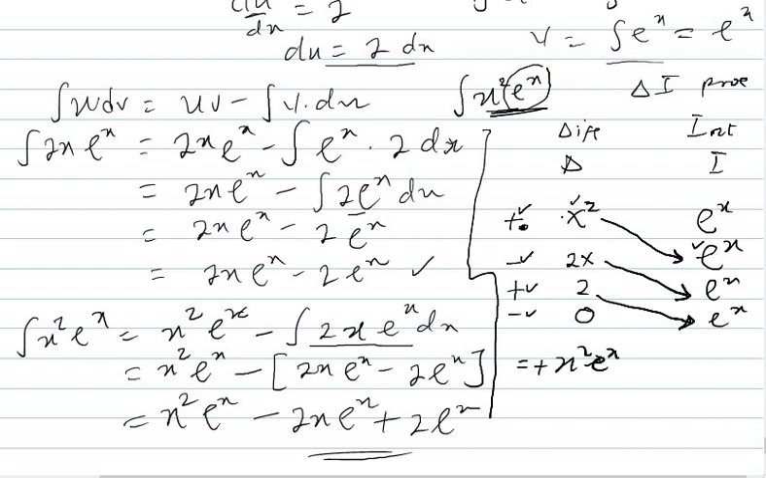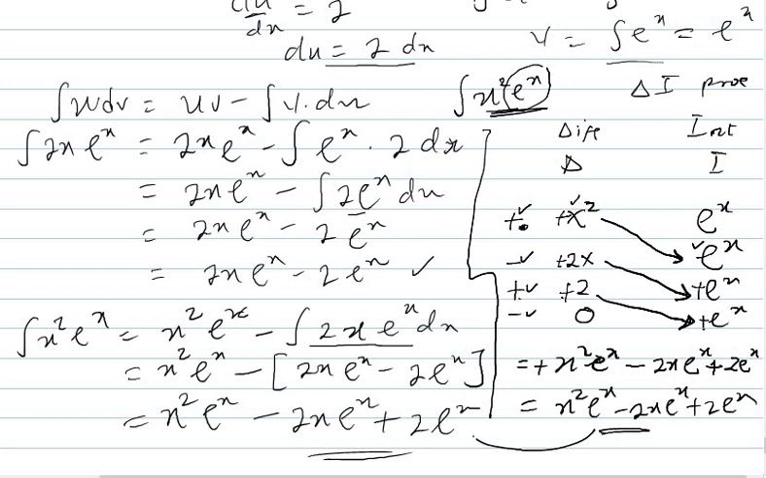For the next one, we have minus times plus, which is minus, so we have minus 2x e to the x. Then for this one, we have plus times plus times plus, which is plus, then 2 times e to the x, we have 2 e to the x. Here we have 0, so we can stop. So the final answer will be x square e to the x minus 2x e to the x plus 2 e to the x. As you see, this is equivalent to the earlier solution.